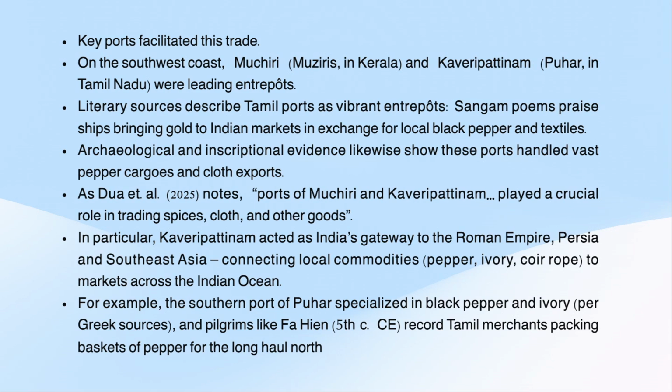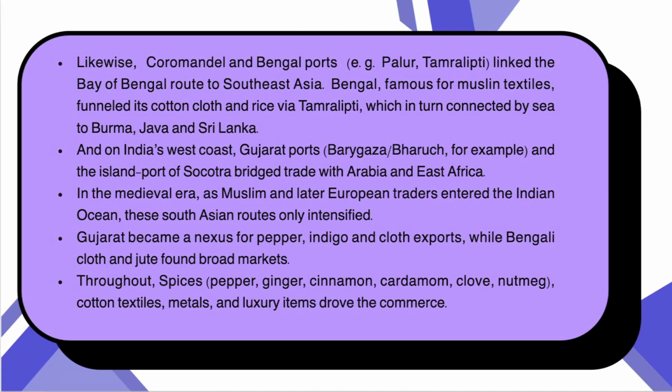For example, the southern port of Pulhar specialized in black pepper and ivory, and pilgrims like Fahian record Tamil merchants packing baskets of pepper for the long haul north. Likewise, we have the Coromandel and the Bengal ports as well, which linked the Bay of Bengal route to Southeast Asia, which is famous for muslin textiles, funneled its cotton cloth and rice via Tamralipti, which in turn was connected by sea to Burma, Java, and Sri Lanka.